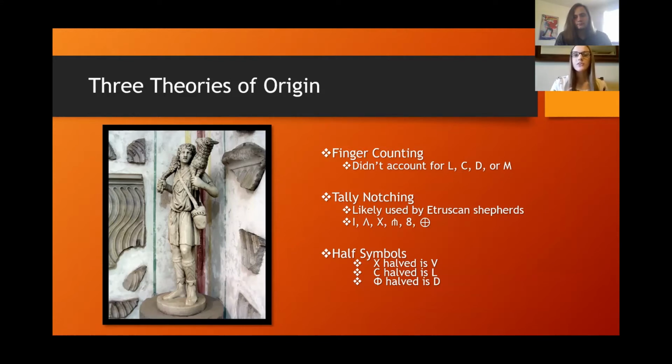However, nobody knows the true origin of how these different symbols eventually ended up as the symbols that we know today as Roman numerals. So there are three theories of the origin. The first of which is finger counting. That would be the idea that if you were to hold your hand out in front of you and stick just your index finger up, it looks like one dash or an I.